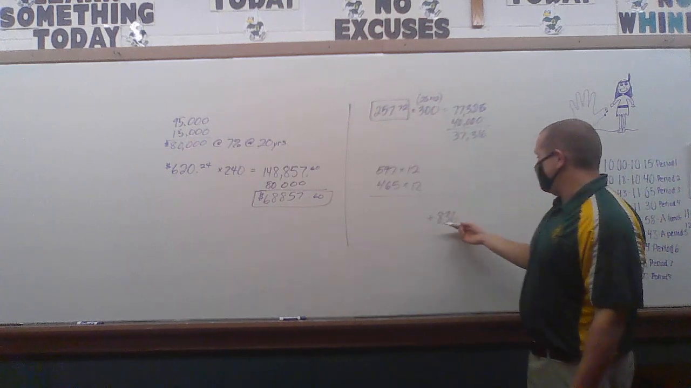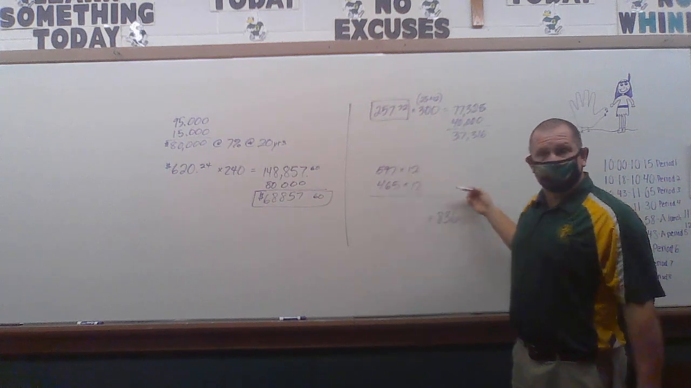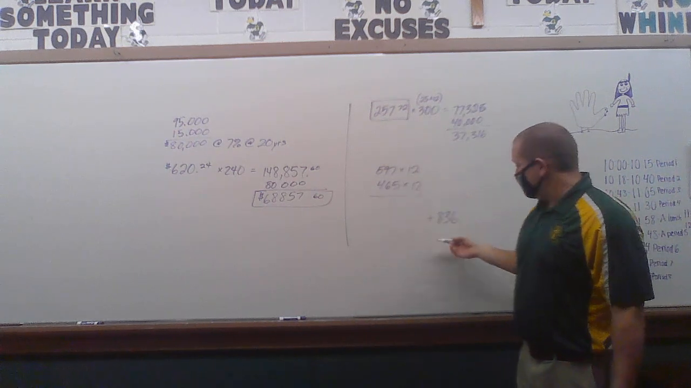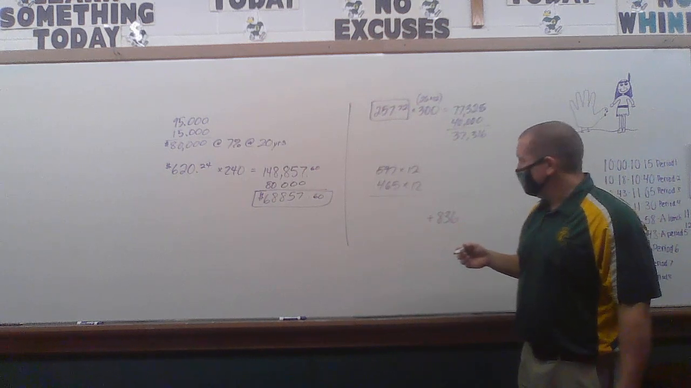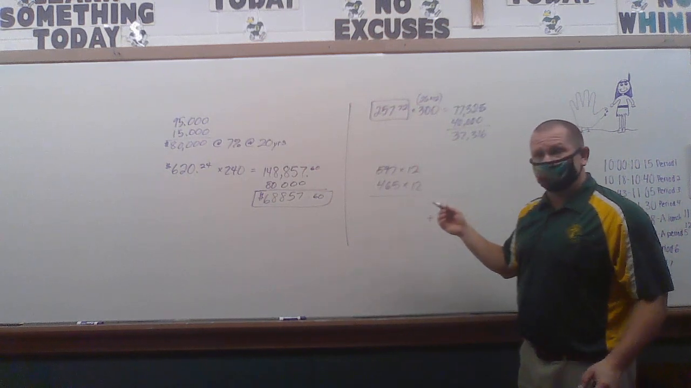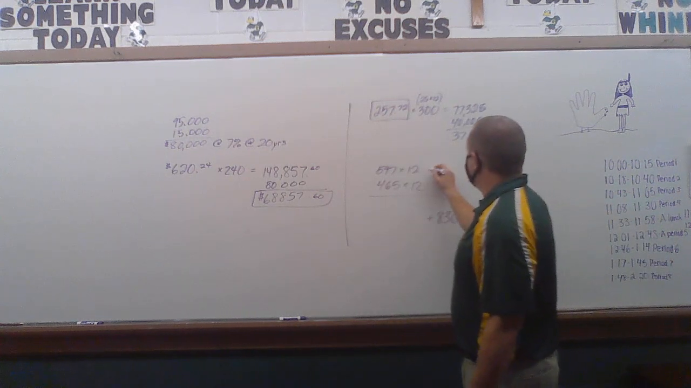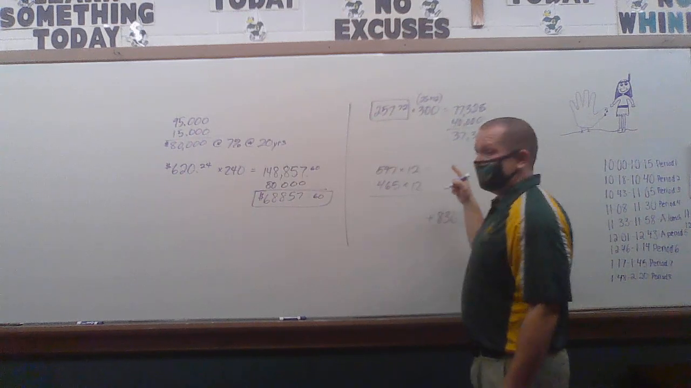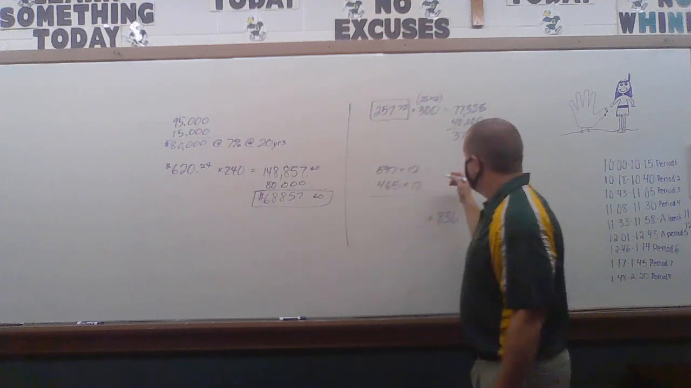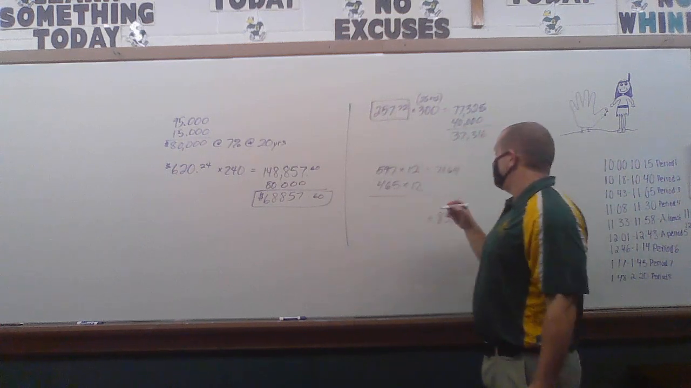You can do this part at the end, it doesn't really matter. Either way, you should come up with the exact same answer. So let's start filling in the blanks. Anybody do this one? 597 times 12. 7,164. 465 times 12. 5,580.